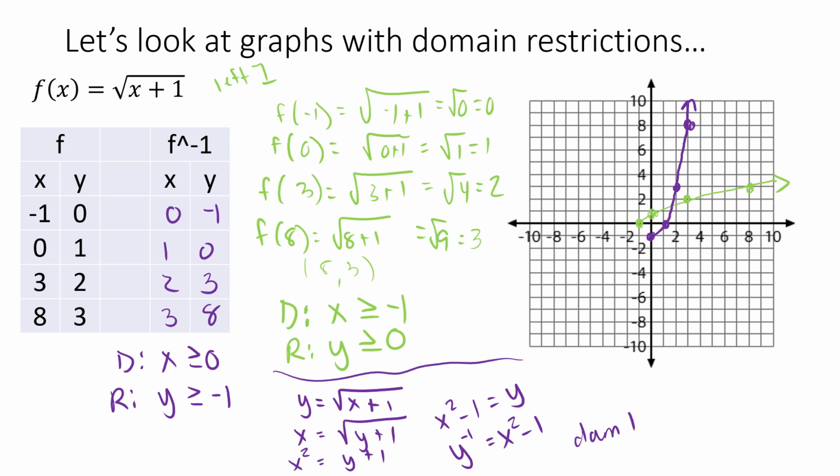square root function. And so if I draw my line of symmetry, okay, there it is. And you can see that symmetrical part, and you can see that where the two graphs cross is on the line y equals x. So that domain restriction comes over into the inverse.